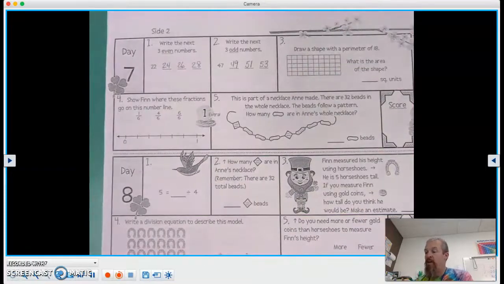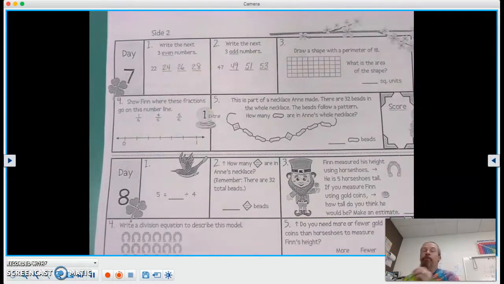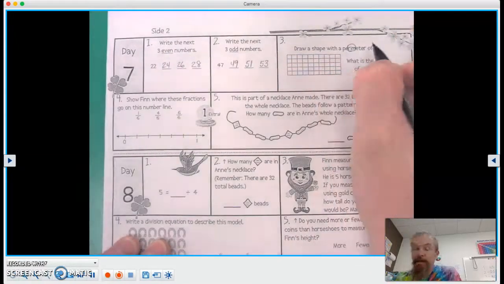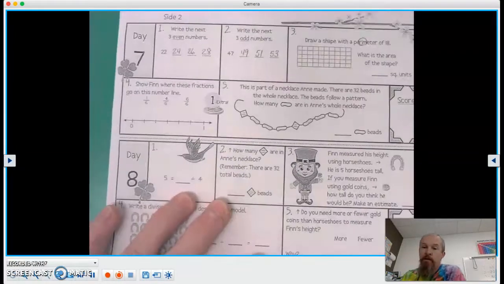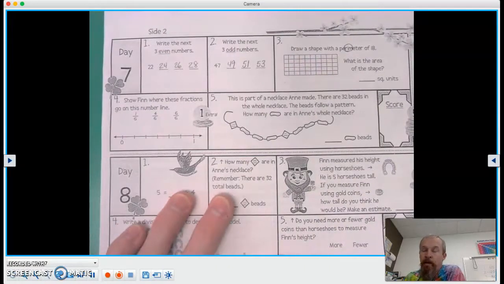All right. Draw a shape with a perimeter of 18. Remember, perimeter is like the fence, the rim. A basketball rim is like so big, right? And then the basketball goes inside the rim, but the rim is the area around the outside. So, here we go, perimeter of 18.